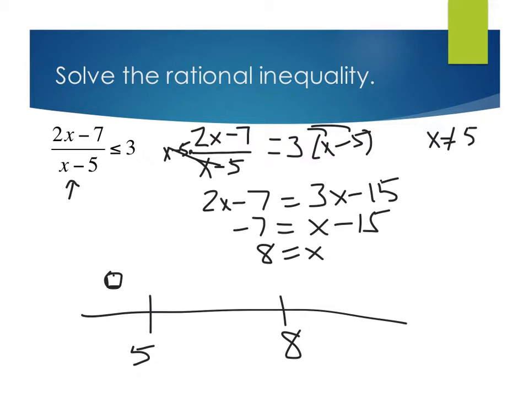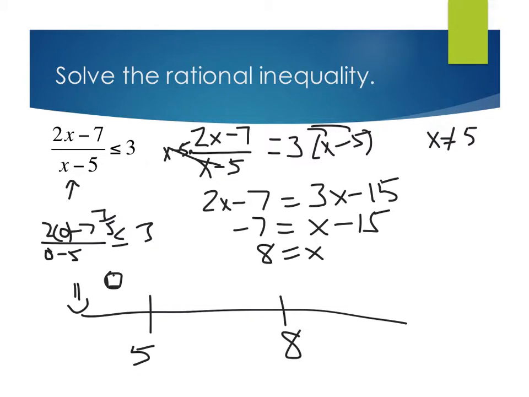So I'm going to plug 0 back in up top. So we have 2 times 0 minus 7 over 0 minus 5. And is that less than or equal to 3? Well, that ends up being 7/5, which is just 1 and 2/5. So we know that is less than. So this is going to be a smiley face. That one works out.